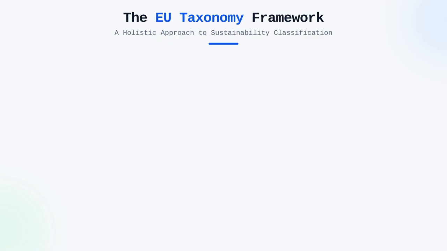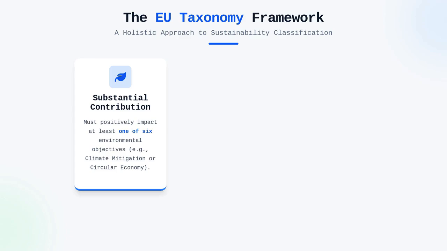The European Union taxonomy stands out as the most comprehensive example of this classification approach, and it rests on three main pillars that you must understand conceptually. First, an activity must make a substantial contribution to at least one of six environmental objectives, such as climate change mitigation or the circular economy.